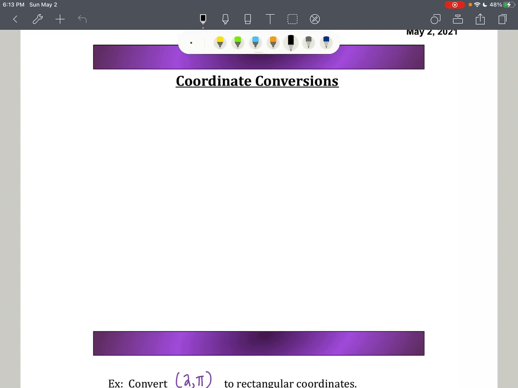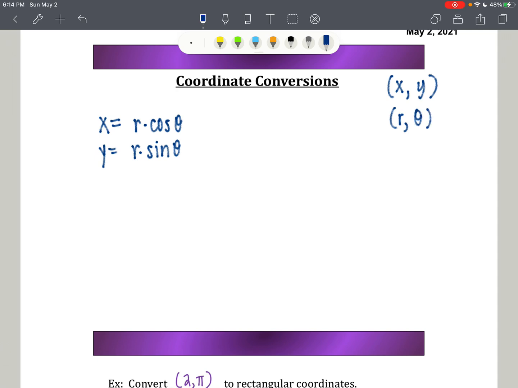The coordinate conversions that we're going to need to go back and forth from rectangular to polar coordinates include x equals r times the cosine of theta, and y equals r times the sine of theta. These should look familiar. When we're talking about rectangular coordinates, we're talking about x, y, and when we're talking about polar coordinates, it's r, theta. So if we need to find x, we take the r value times the cosine of theta, and if we need to find the y value, we take r times the sine of theta.